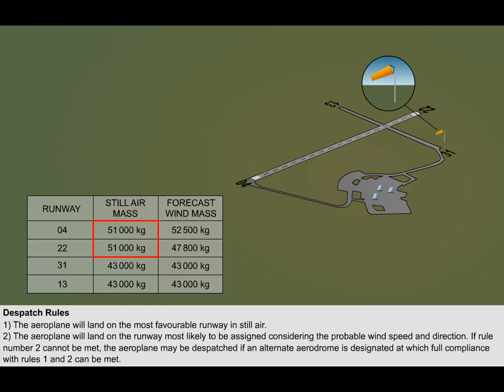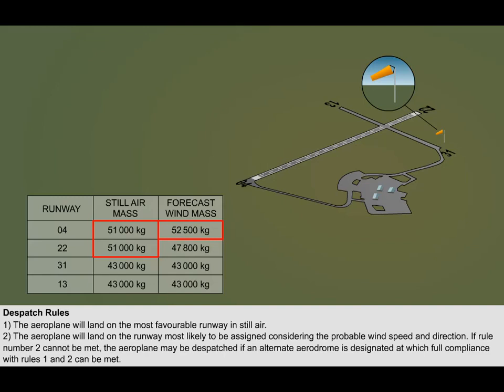If the second dispatch assumption is that the aeroplane will land on the runway most likely to be assigned considering the probable wind speed and direction, then it would have to be runway 04, with a maximum landing mass of 52,500 kilograms. In summary then, the first assumption requires that the pilot select runway 04 or 22 for a maximum still air landing mass of 51,000 kilograms, and the second assumption will require the pilot to select runway 04 for a maximum landing mass of 52,500 kilograms.